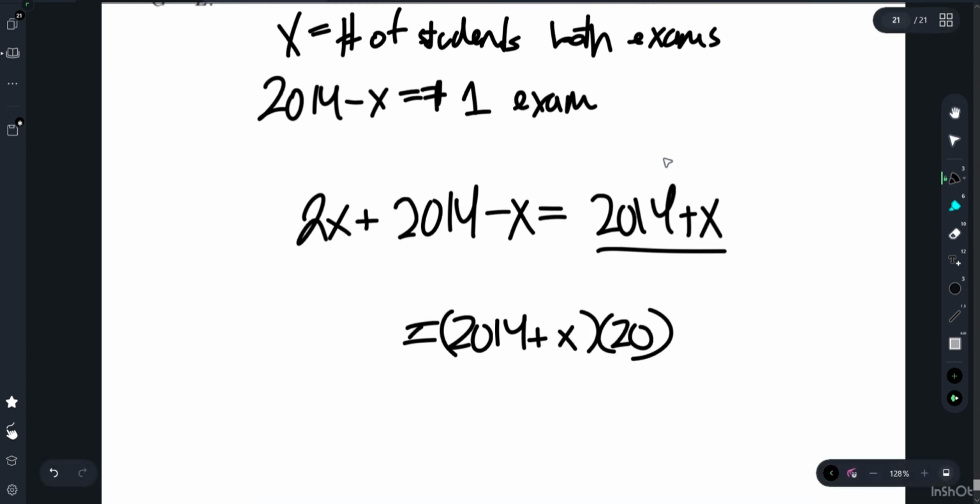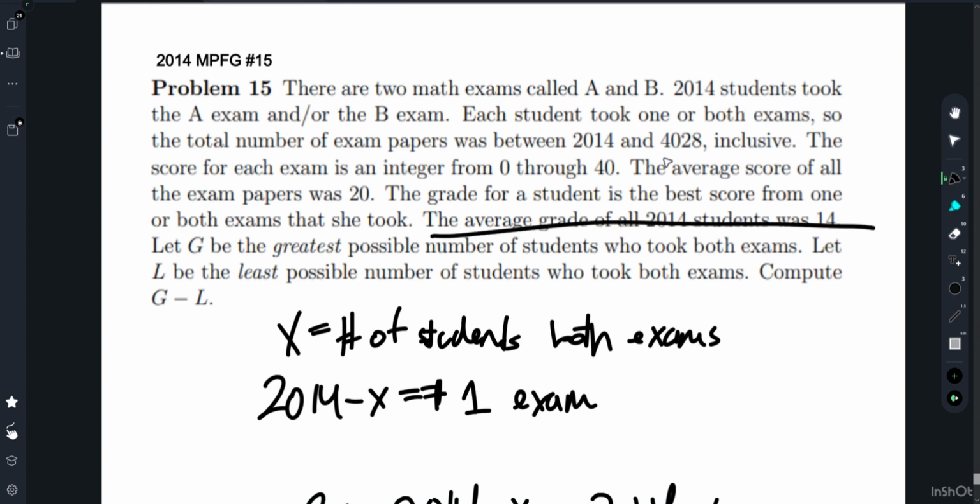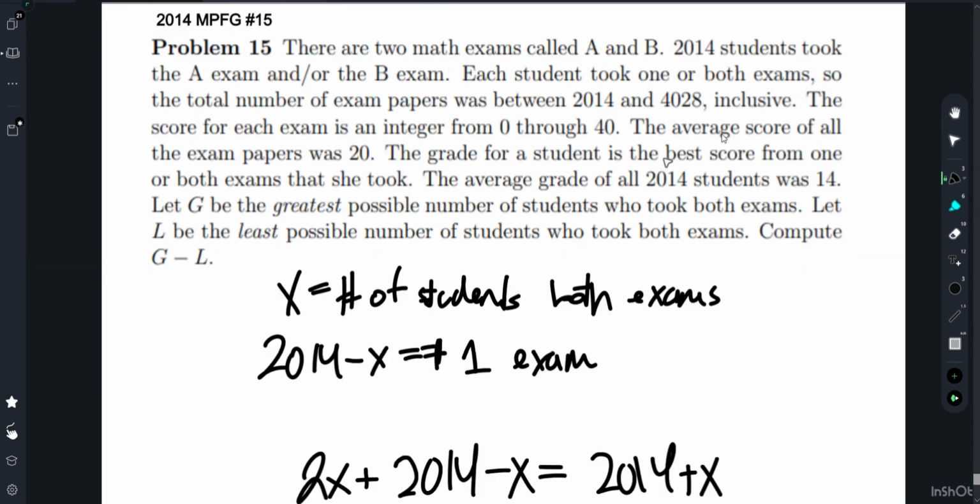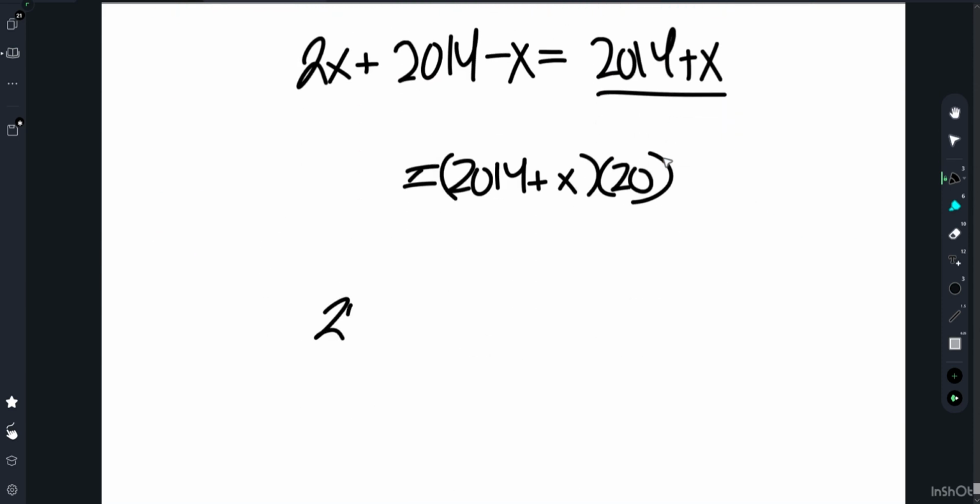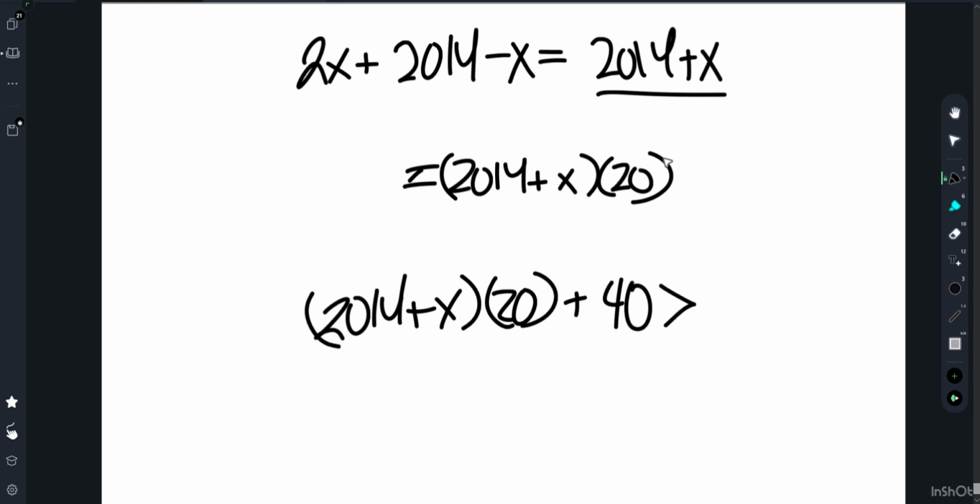Okay, so now we have to use the average grade. We need to use that information now. So the first sum includes the lower score that doesn't count for the grade. Each score is at most 40, so the first sum is at most 40x more than the second sum. Oh, sorry. No, that's less than.